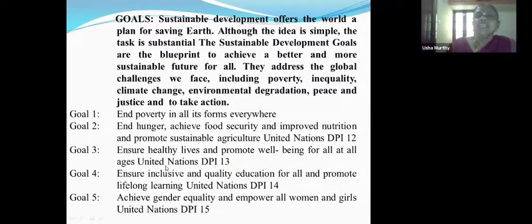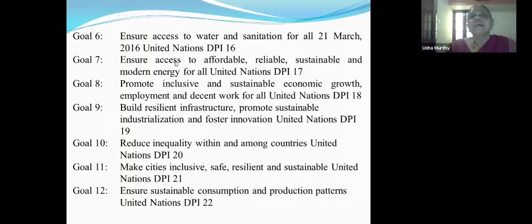So there are about 17 goals. I'll just go through this. These goals include end poverty, end hunger, ensure healthy lives, ensure inclusive and quality education for all, and gender equality and empowerment of women. Then we have access to water and sanitation, access to affordable, reliable, sustainable, modern energy, and then sustainable economic growth, employment, and building resilient infrastructure, promoting sustainable industrialization, and fostering innovation.